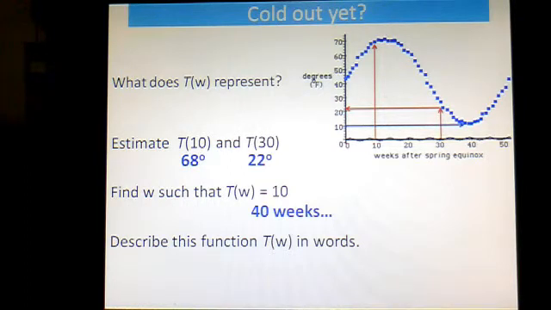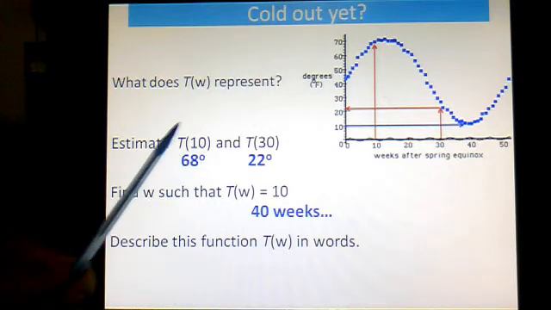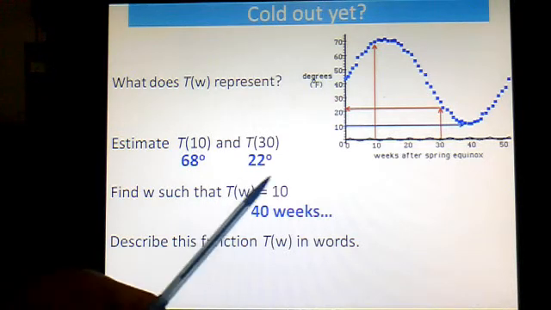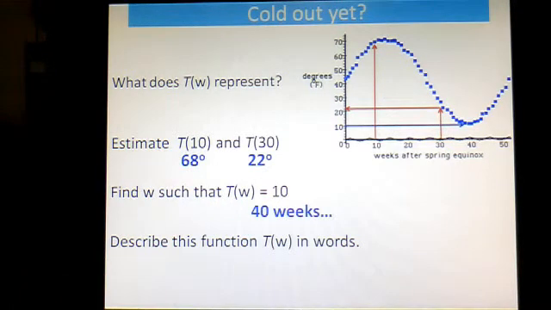So this is just the other way around. This is asking you to find the temperature when weeks are 10. This is asking you to find W when the temperature is equal to 10. And the last one, of course, is a lot like the first one. Describe this function T of W in words. You can do that a lot of different ways.